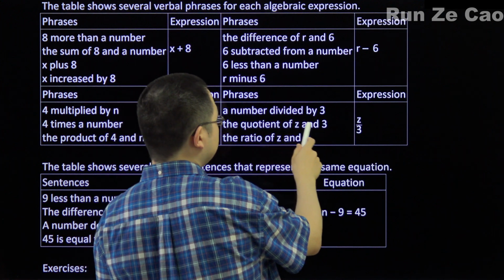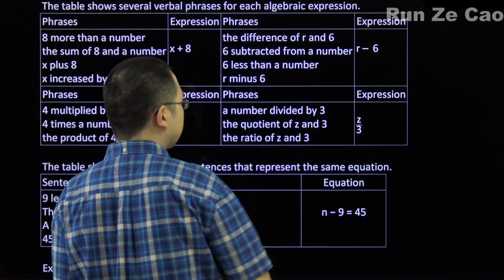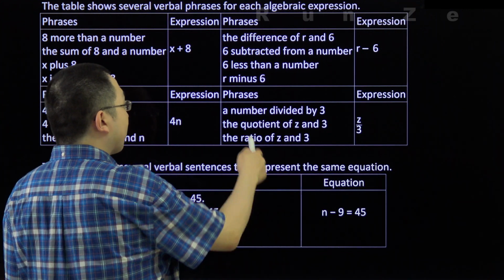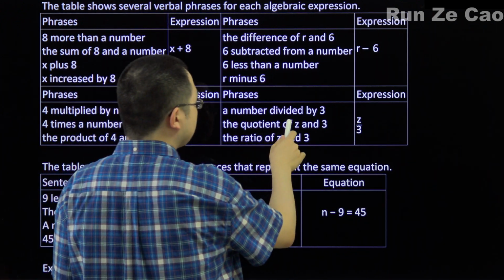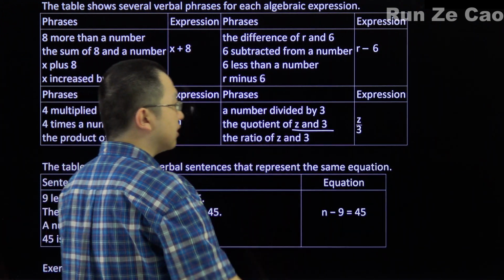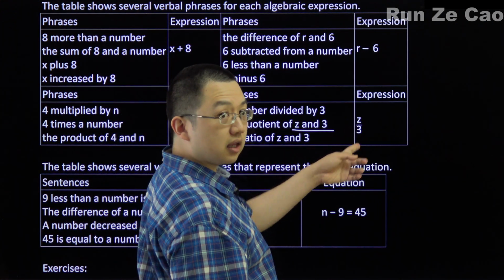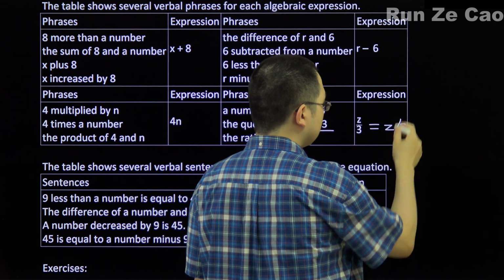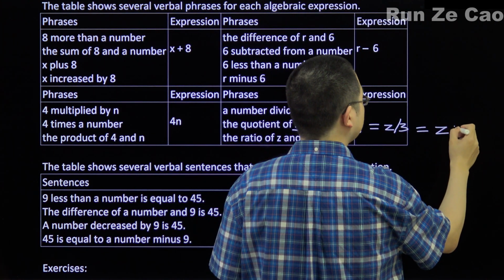Here we have a number divided by 3, the quotient of z and 3, and the ratio of z and 3. In division, the order matters very much. So you have to specify that it's a number divided by 3, or the quotient of z and 3. This order matters. If it was the quotient of 3 and z, it would be 3 over z. The ratio of z and 3. This, z divided by 3, is equal to this. Z divided by 3 in this way, or the ratio of z to 3.